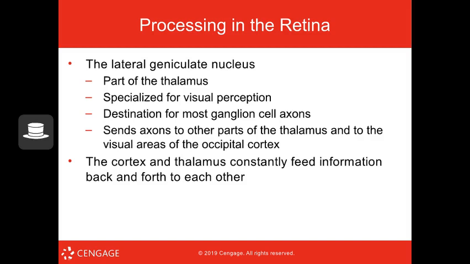The cortex and thalamus are constantly feeding information back and forth to each other. They are two good friends. They chisme all the time. They're just like, oh, did you see what's moving there? Oh, yeah, I saw that. Did you notice the color on that thing? Yeah, I noticed the color on that thing. They're the best of friends. They have a great time.